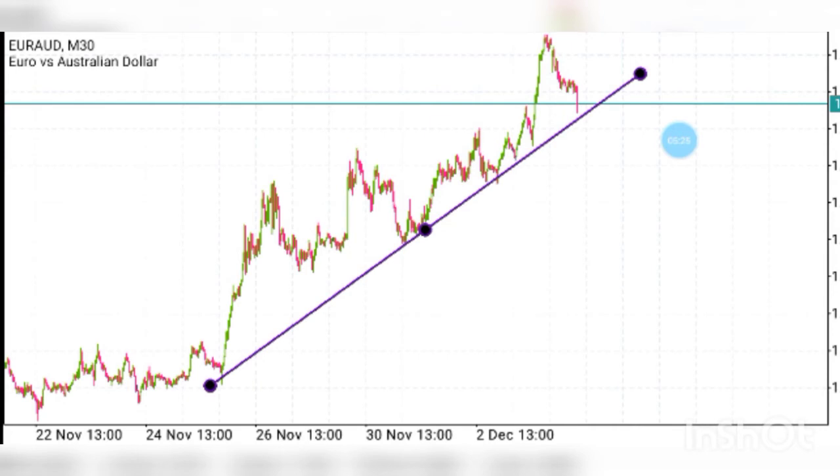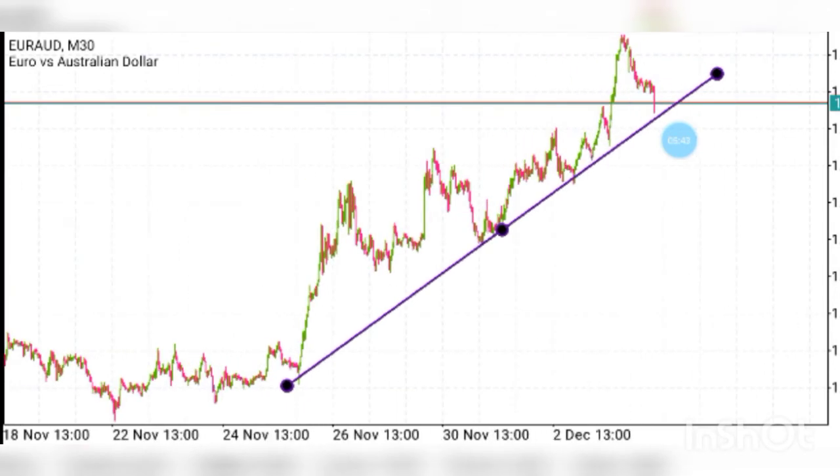The connection of at least two lows or two highs, two higher highs, two higher lows, two lower lows, two lower highs. So that is what a trend line is, and this is how to draw a trend line. So now this is the basics of a trend line, when there are at least two or three touches on it.